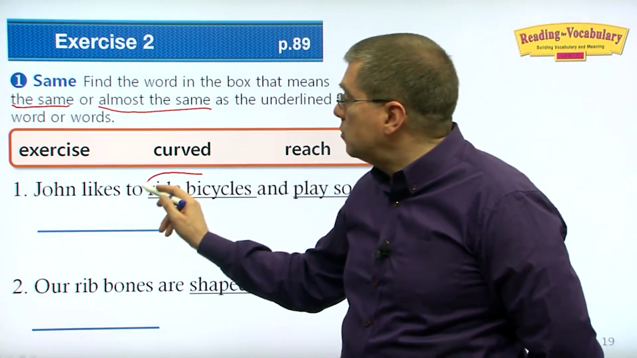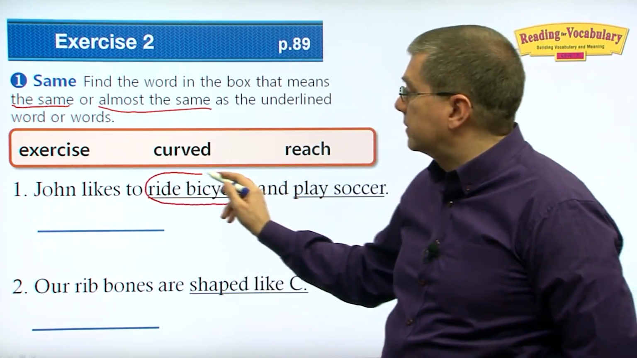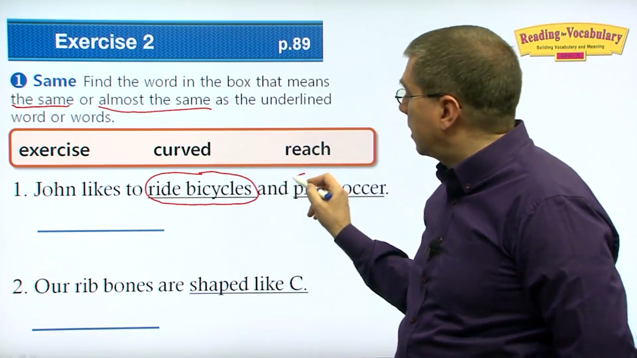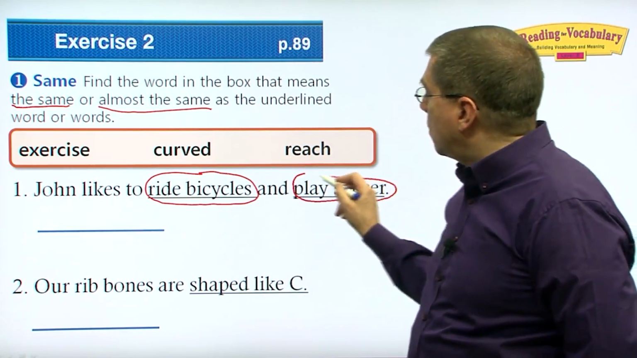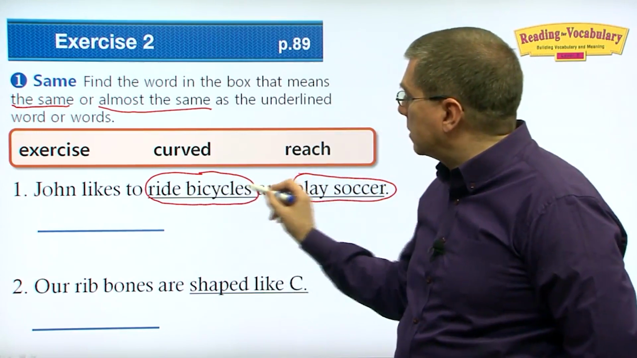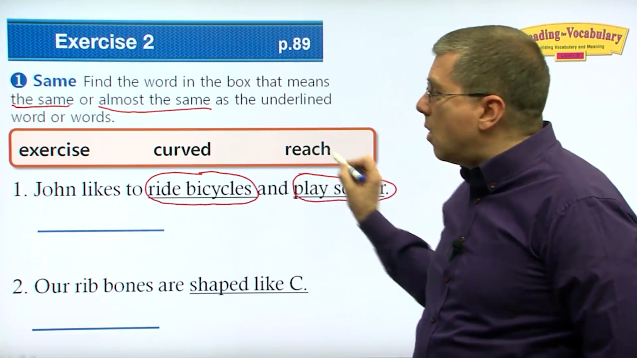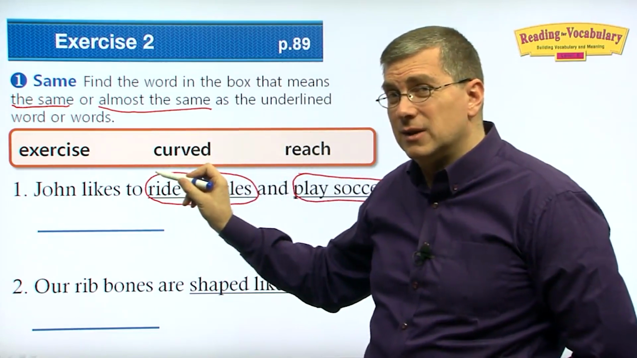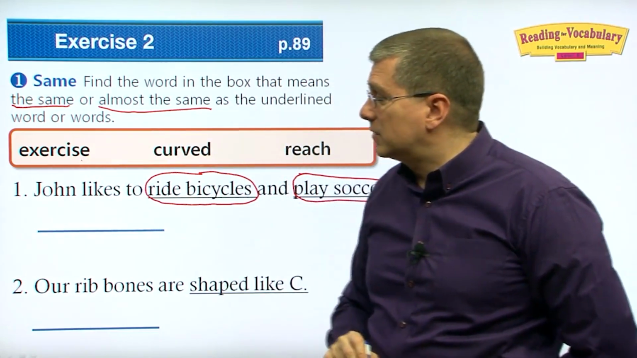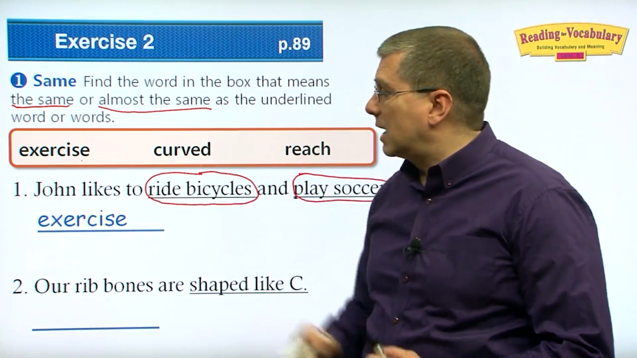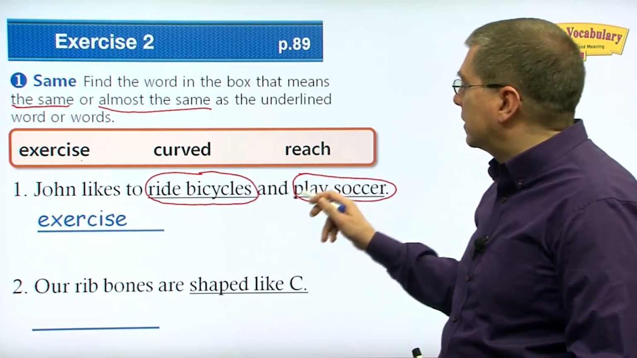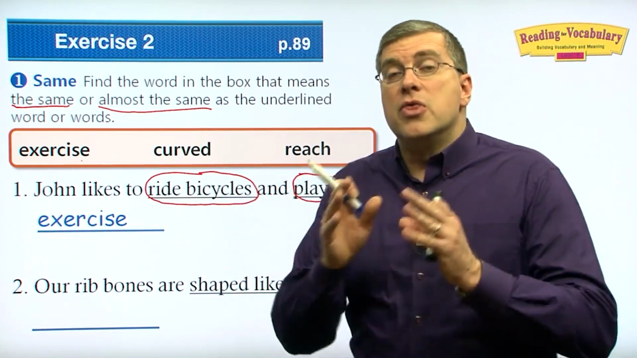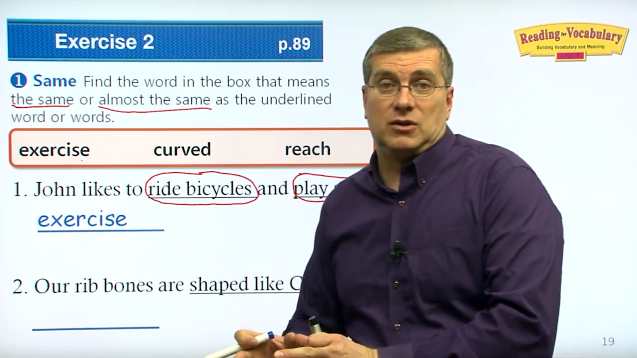So we have two parts of the sentence, two parts that are underlined. So what is riding bicycles and playing soccer? What are those things? What word is similar to those activities? If you guessed exercise, you are correct. Exercise. John likes to ride bicycles and play soccer. Those are types of exercise.